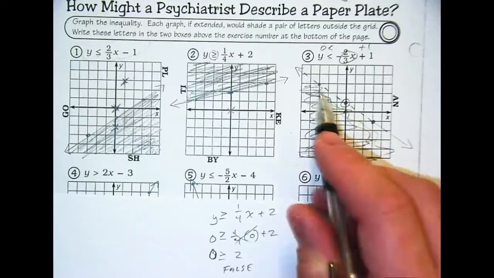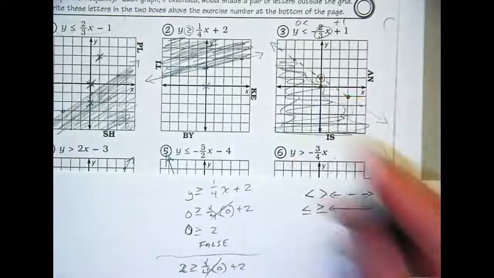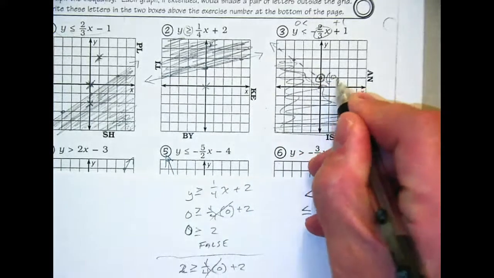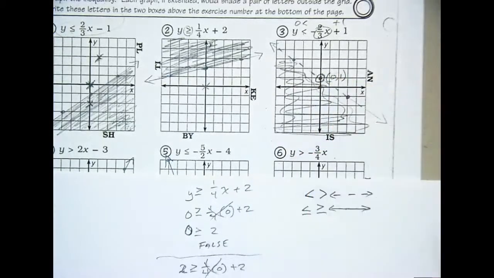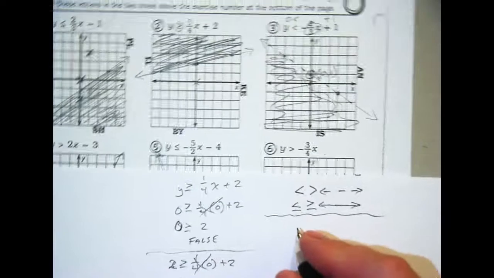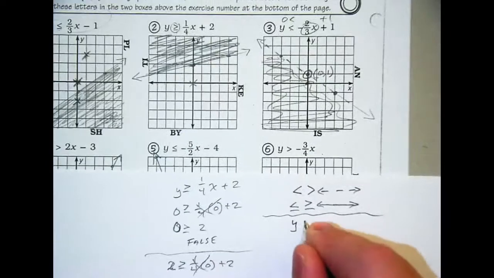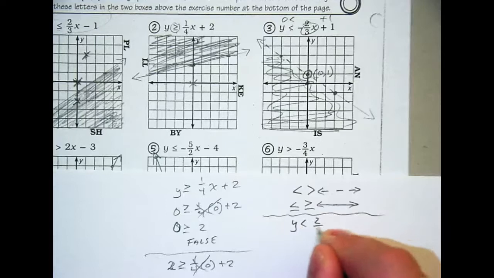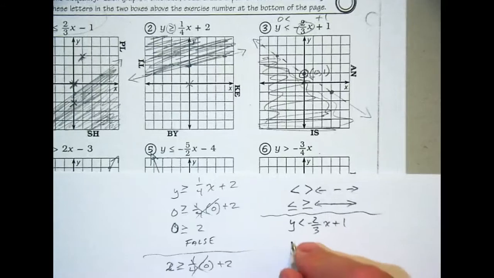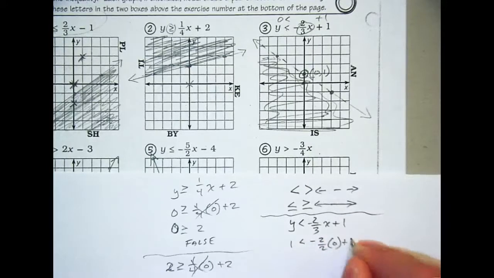Tell your neighbor why it would or would not work on number 3. Why would the ordered pair 0, 1 not work, or why would it work? Because it's on the line, so it can't be equal to. Okay, how many say, yep, it works? Nope, it doesn't work? Why doesn't it work?